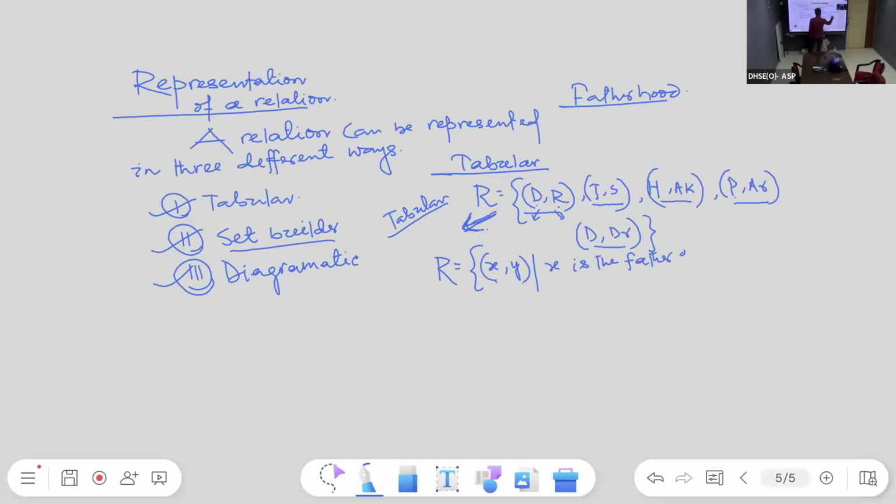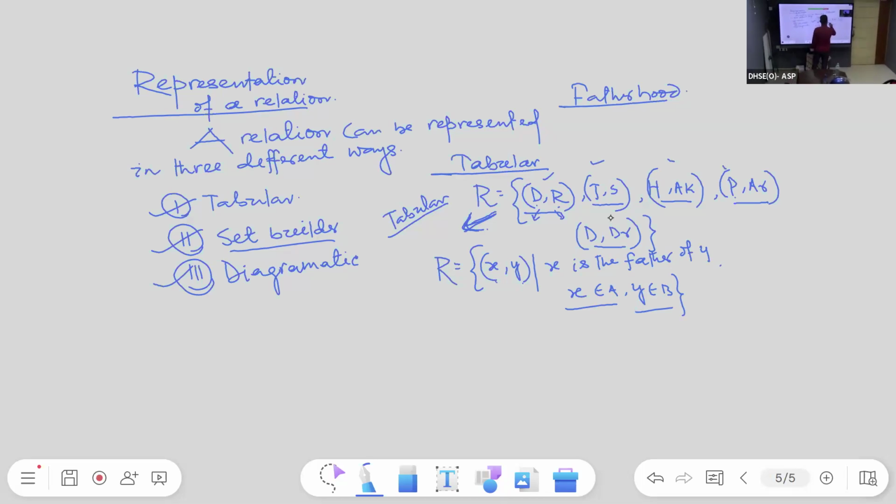x is the father of y, where x belongs to set A and y belongs to set B. We have to confine that x belongs to set A and y belongs to set B. Siddharth, now is it clear to you? Siddharth, write in the chat box, is it clear to you?